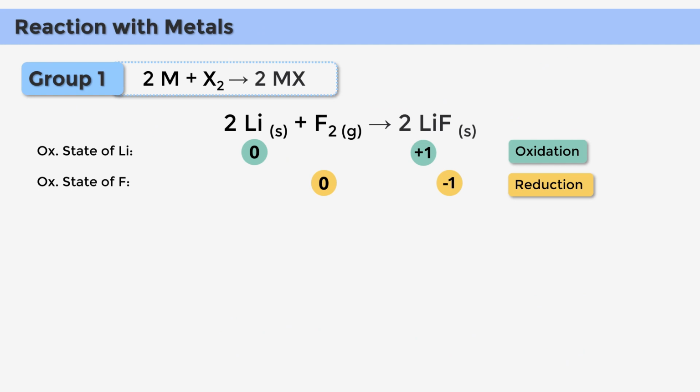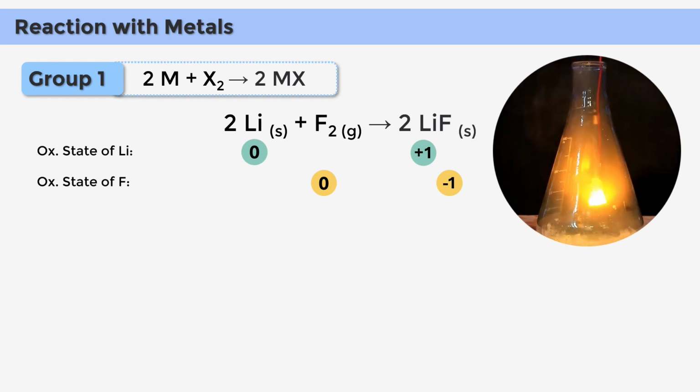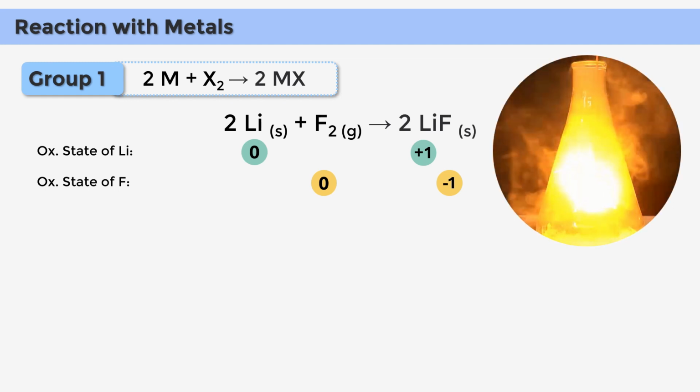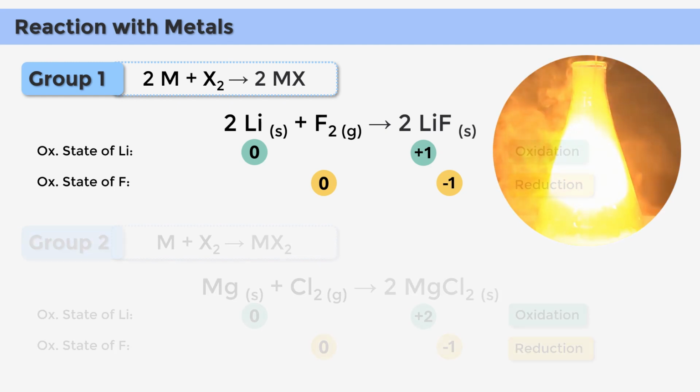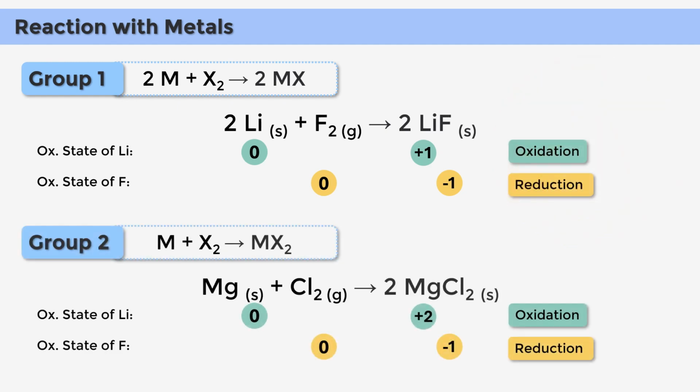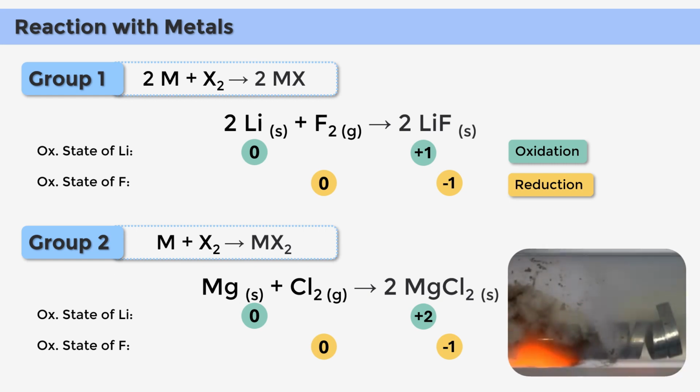Halogens react with alkali metals and alkaline earth metals to form halide salts. Reactions between halogens and these metals involve reduction and oxidation. Group 1 metals are oxidized from an oxidation state of 0 to plus 1. These alkali metals react vigorously with halogens to produce ionic salts. Group 2 metals are oxidized from 0 to plus 2, forming hydrated halides.